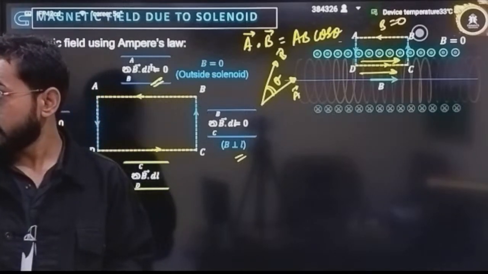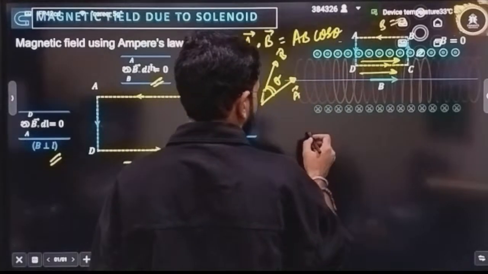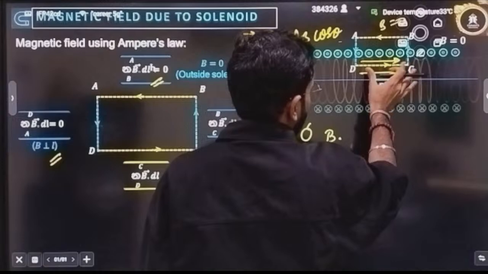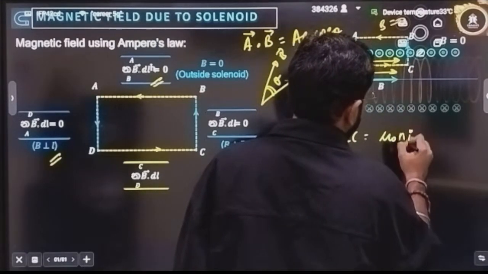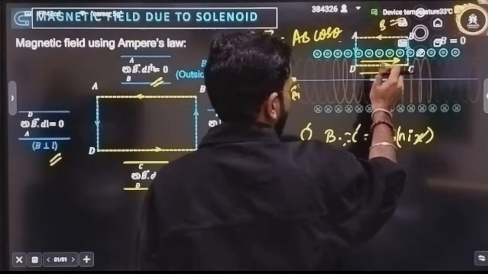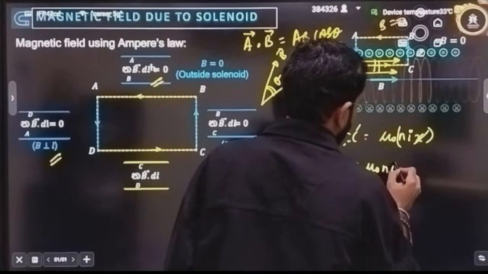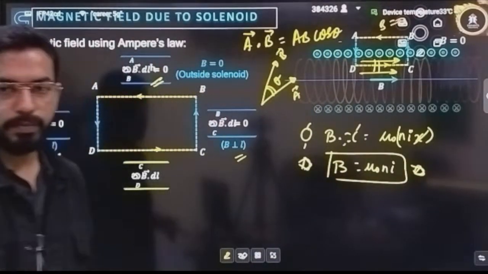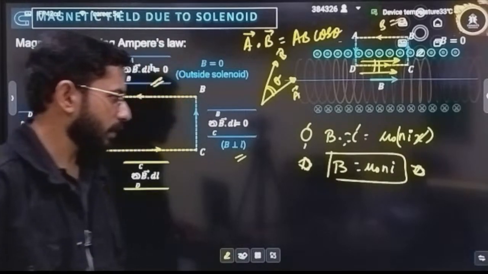How am I going to write the equation for the CD portion? Simply write the integration of B dot dl. What is the length that you have written? x, so it is mu naught Ni into x. This x will simply get cancelled because after integration, this dl vector integration is going to give you x. So B is equal to simply mu naught into Ni. Exactly the result that I told you, the final result that we derived from the complete conventional method. This is what you finally get as mu naught Ni.